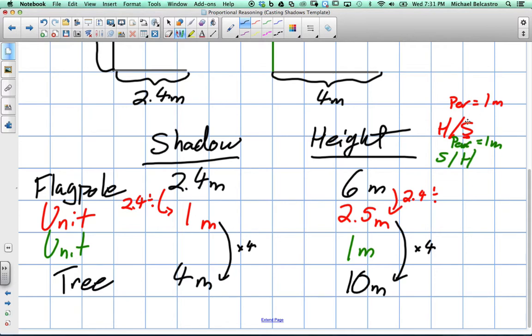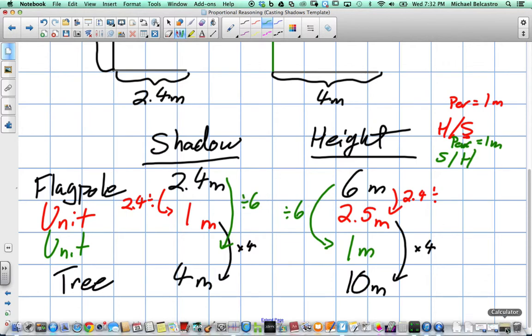So we used the red unit rate, where we use shadow as 1 meter. But what if we convert height to 1 meter? Same idea. This time, we want 6 to turn into 1. So we've already got our answer. We're just using another method now. Same idea to start. We're going to divide 6 by itself. We're going to divide it by 6. Because we divided the height of the flagpole by 6, we'll also have to divide the shadow of the flagpole. We'll divide that by 6.